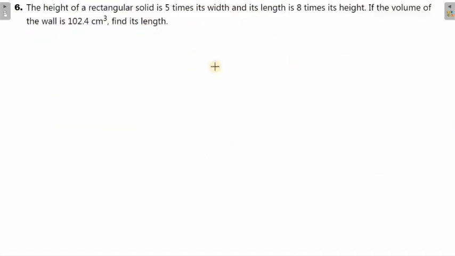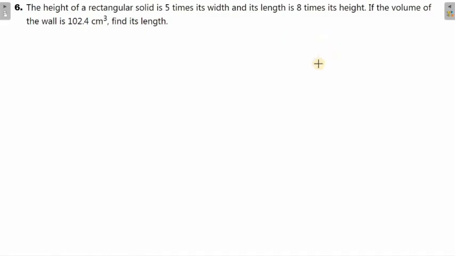Let's move to next question. Next question says height of a rectangular solid is 5 times its width and its length is 8 times its height. If the volume of the solid is 102.4 centimeter cube, find its length.